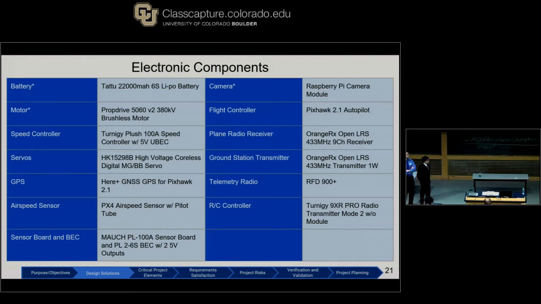Finally, our electronics design solution. Here's a list of our chosen electronic components. All were chosen based on fulfilling our design requirements. I will highlight one here, which is our 22,000 milliamp hour lithium polymer battery. This was chosen once again to fulfill our 100 kilometer ground track range.